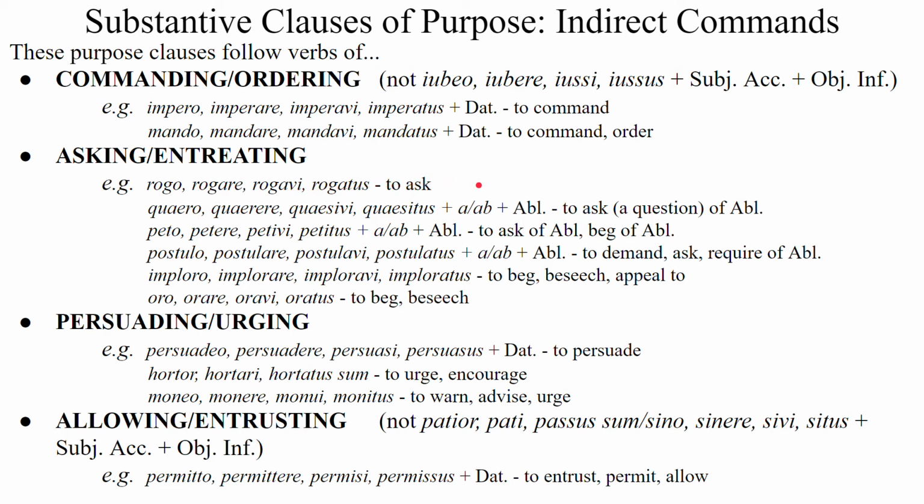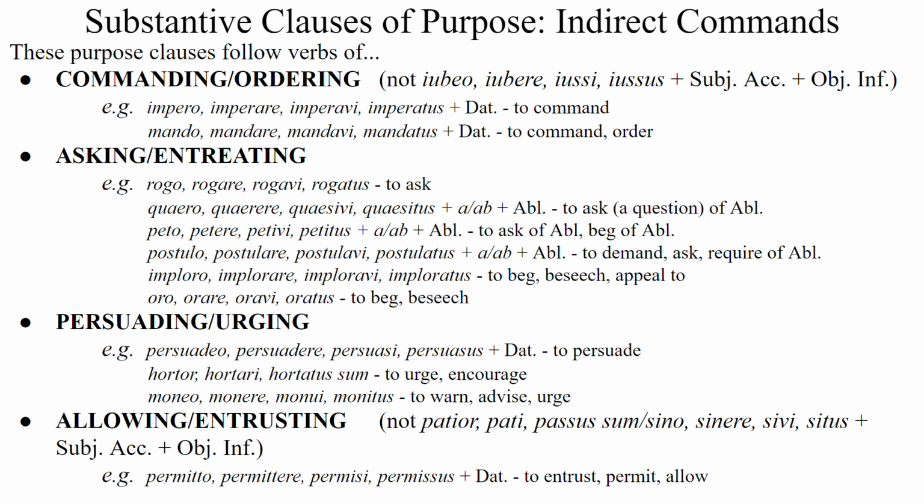Verbs of persuading and urging will take indirect commands, a substantive clause of purpose, like definitely persuadeo. Persuadeo is a big one. Persuadeo, persuadere, persuasi, persuasus takes the dative, means to persuade. Hortor, hortari, hortatus sum, to encourage, exhort, to urge. That takes ut or ne plus the subjunctive, to urge someone so that they do something, to urge someone to do something. And then moneo, monere, monui, monitus, to warn, to advise, to urge, can take an indirect command.